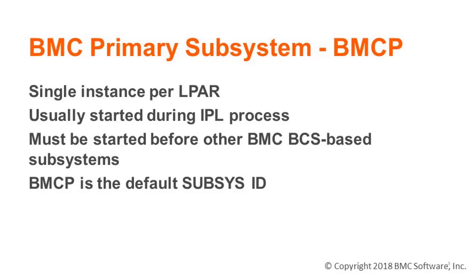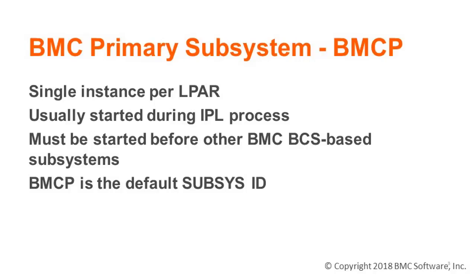It all begins with a BMC primary subsystem. This is a relatively benign address space that paves the way for additional address space, the BCSS. There are a few considerations that are unique for the BMCP. First, we are allowed to have one and only one instance of a BMCP running in each LPAR. The BMCP plants some hooks into the system that will be used in other areas of the product.